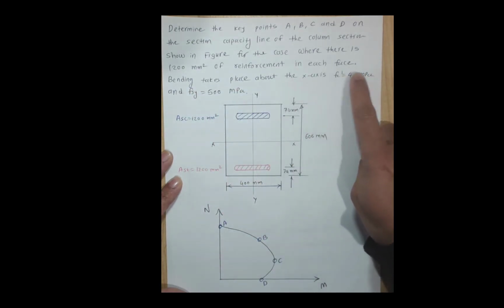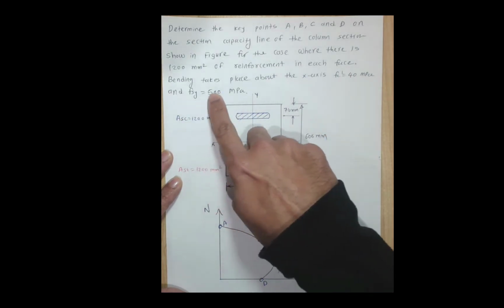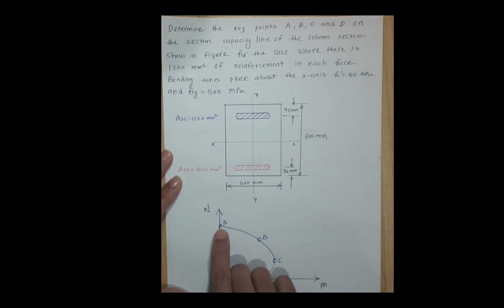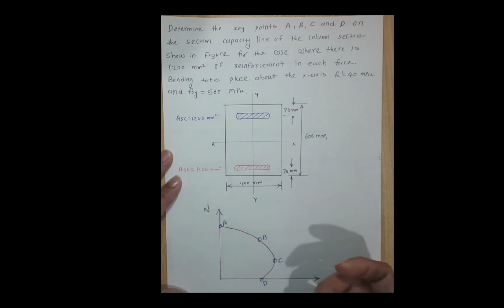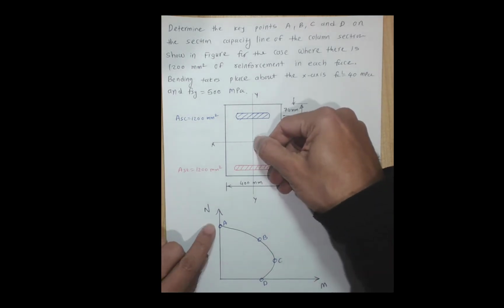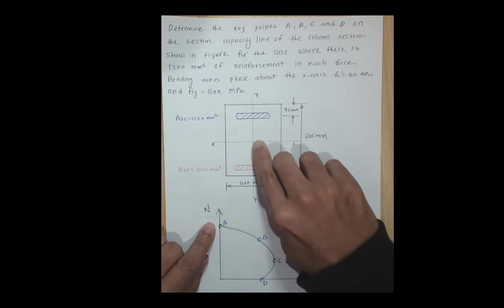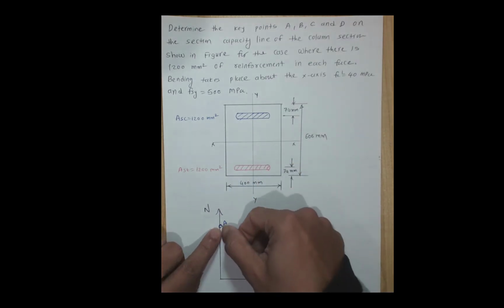f'c, the concrete compressive strength, is given as 40 megapascals, and the yield strength of the reinforcement is given as 500 megapascals. Now, to start with, we're going to plot A because that is the easiest point. There is no bending moment here. When there is no bending moment, it's very easy to calculate what happens. Point A is when the load is applied at the center of the column.